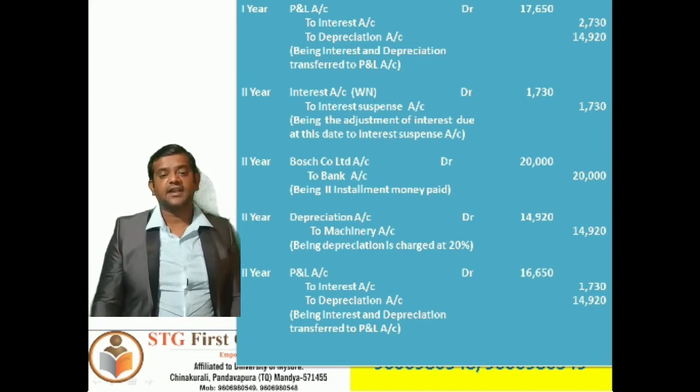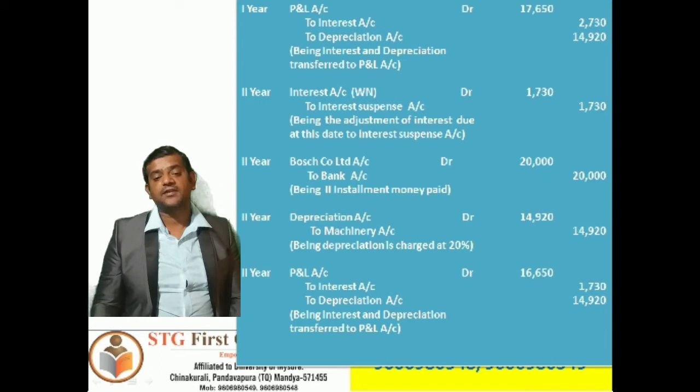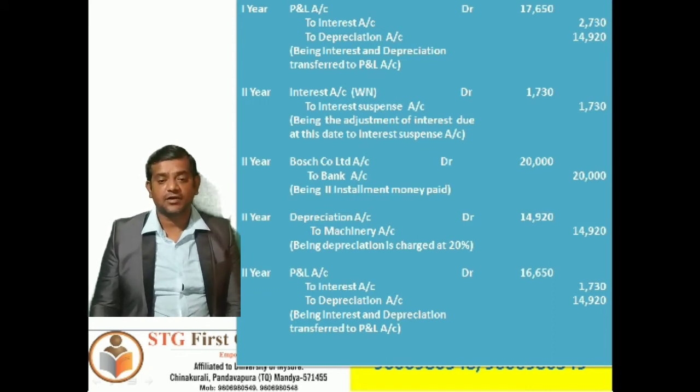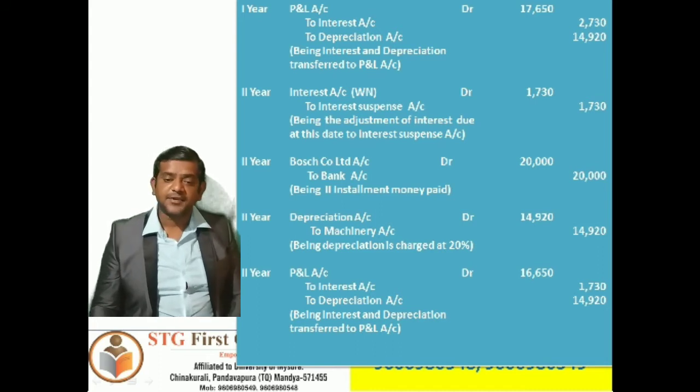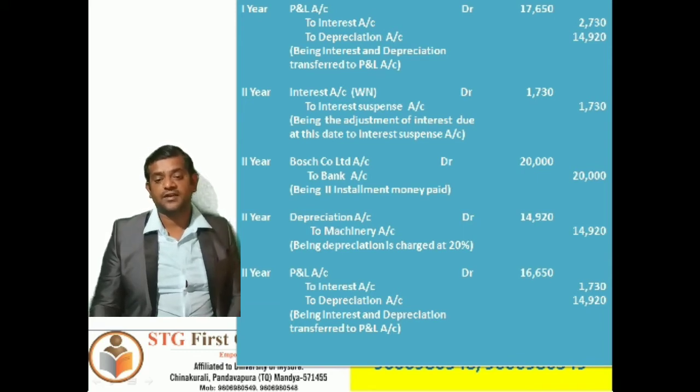So second entry, that is second year Bosch Company Limited account debtor to bank account, being second installment money paid. So we are paying to Bosch Company Limited 20,000. So 20,000 rupees. So again second year, depreciation account debtor to machinery account.